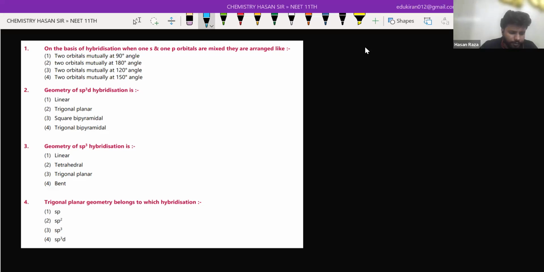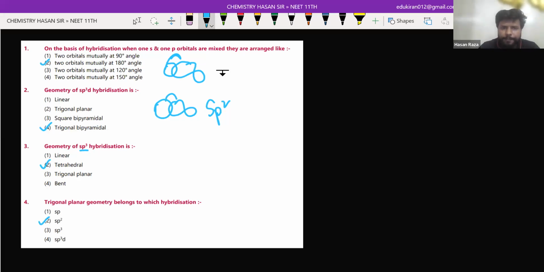Akib, the third is not correct. Geometry of sp3 is tetrahedral. For sp2, it is trigonal planar. Geometry of sp3d is trigonal bipyramidal. And trigonal planar geometry belongs to which hybridization? That is sp2. On the basis of hybridization, 1s and 1p, so this will be mutually 180 degrees. So the answer is 2. Is that clear, Akib? Yes, sir. Okay.